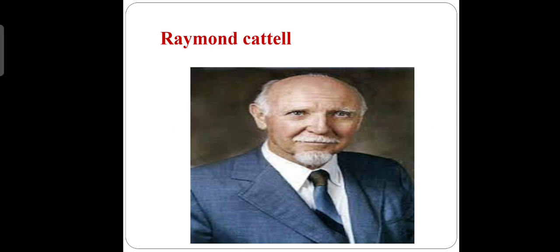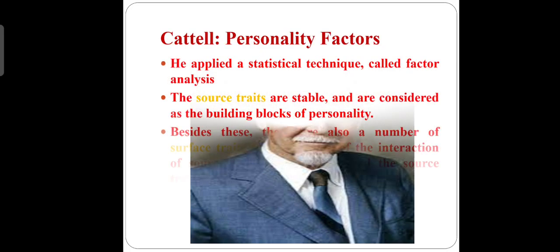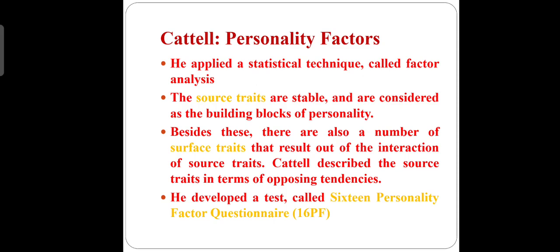And now, Cattell. Cattell believed that there is a common structure found in all personalities. Cattell used factor analysis, a statistical technique. Cattell described source traits and surface traits, and there are other kinds of traits also, but your NCERT book has mentioned only source traits and surface traits. Source traits are stable, like Allport's cardinal traits, and are considered the building blocks of personality. Surface traits are less stable than source traits.